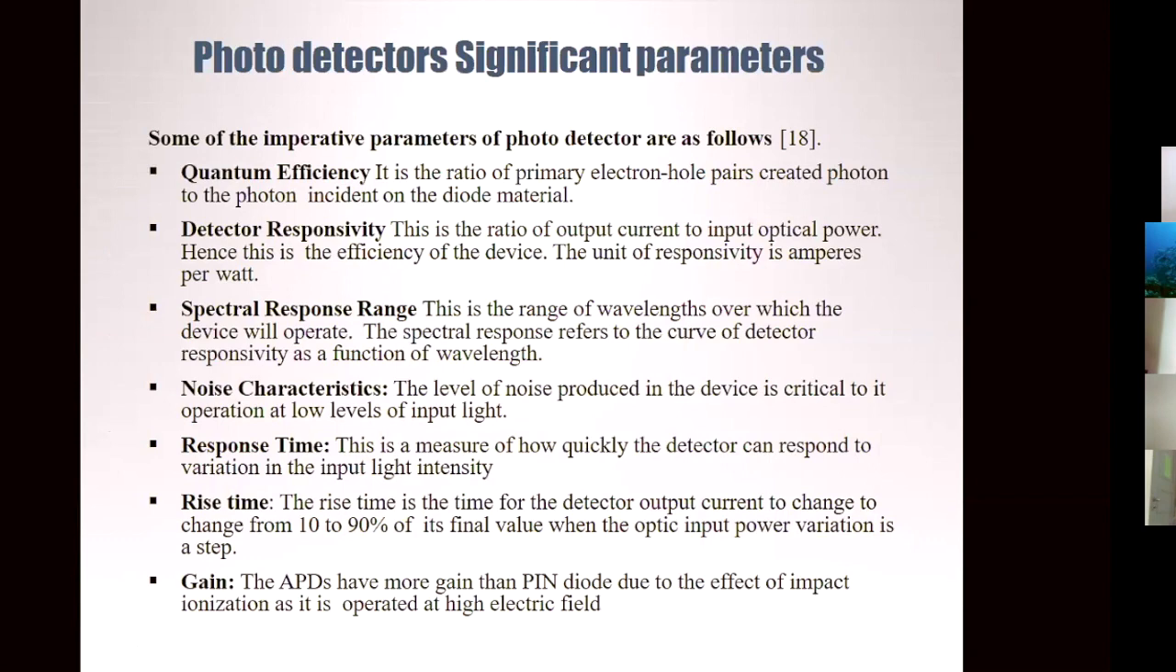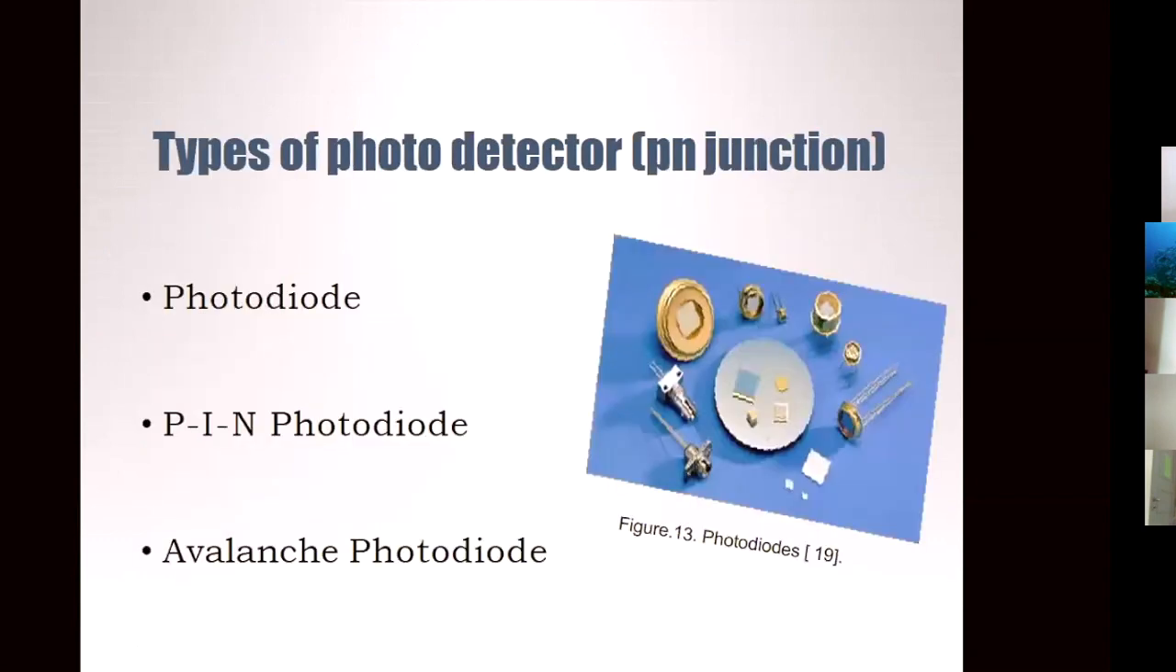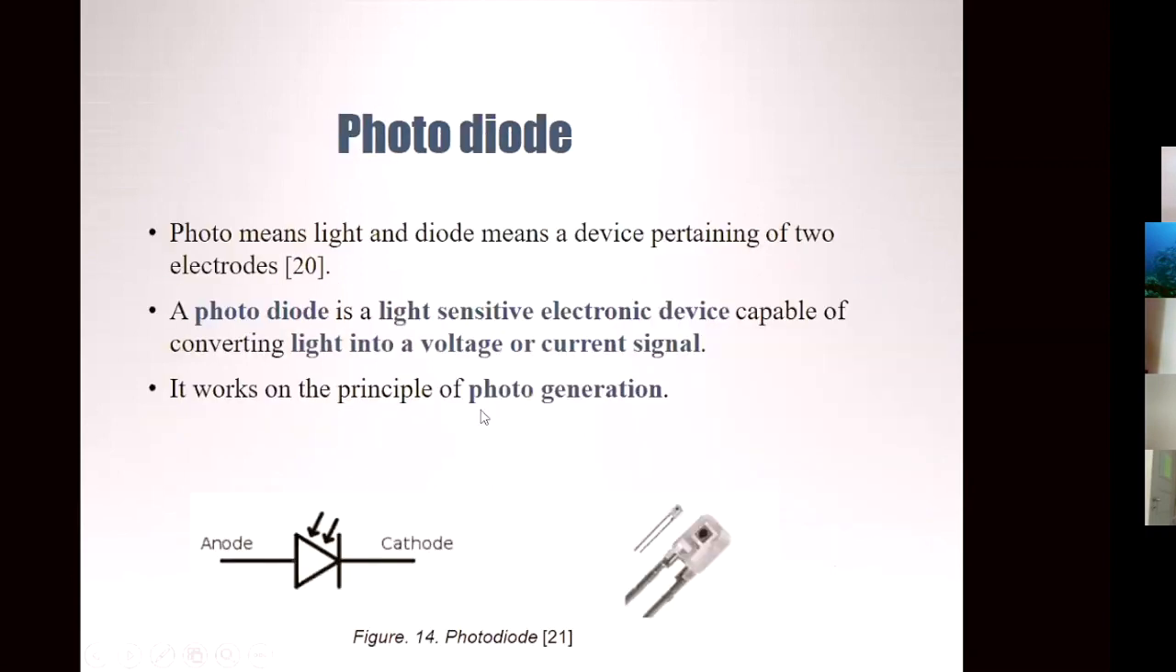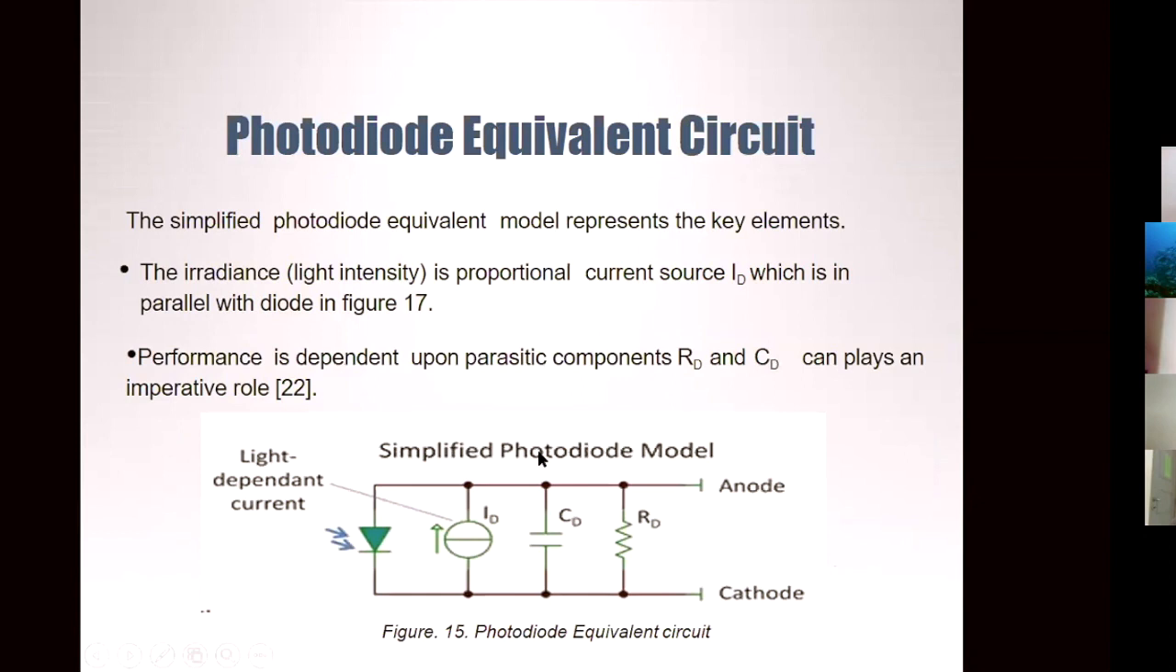Before that, I just want to say that there are three types of photodetector: photodiode, PIN photodiode, and avalanche photodiode. We have already learned what a photodiode is. Basically, it senses the light and converts the photons into an electrical signal. This is the photodiode equivalent circuit, and the performance also depends on the capacitor and the resistor. There are parasitic components RD and CD that also play an imperative role in the performance of the photodiode.